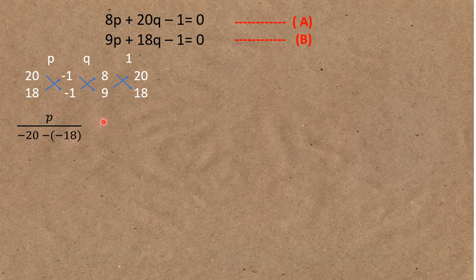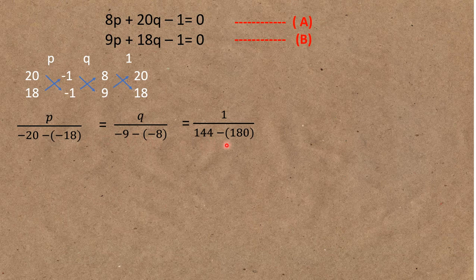Similarly, this is equal to q upon the cross multiplication that gives the denominator of q. Minus 1 into 9 is minus 9. Now from downwards to upward we are multiplying, so place the minus sign here, then minus 1 into 8 becomes minus 8. Similarly, for the constant term, 1 upon 8 into 18 is 144. From down to up we are multiplying, so place the sign minus, and 9 into 20 is 180.